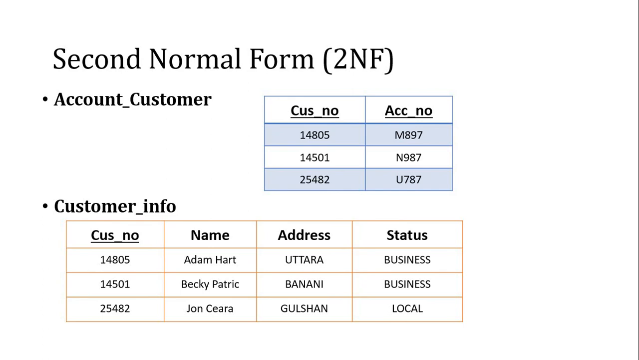And another table is account customer. In the account customer table, it already has two keys. There are no non-key attributes, so only two keys, and these two keys are primary keys. So here it already maintains the second normal form, so nothing needs to be checked. So this is how we can convert tables to the second normal form.